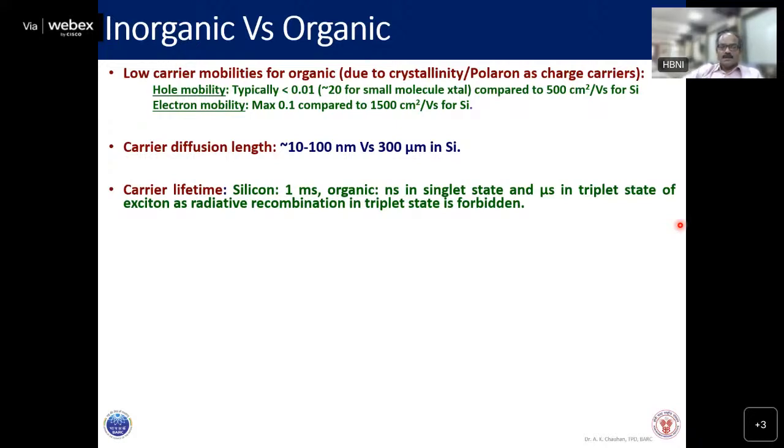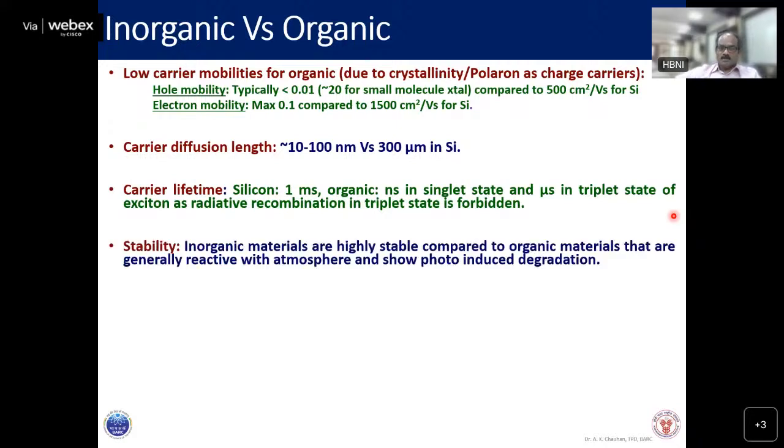Then carrier lifetime in silicon is about 1 millisecond. In organic, it is of the order of nanosecond in singlet state. However, triplet states are also formed, where the spin is 1, and because the triplet to singlet transition is not allowed, that transition is forbidden. Therefore, the lifetime is higher in this state.